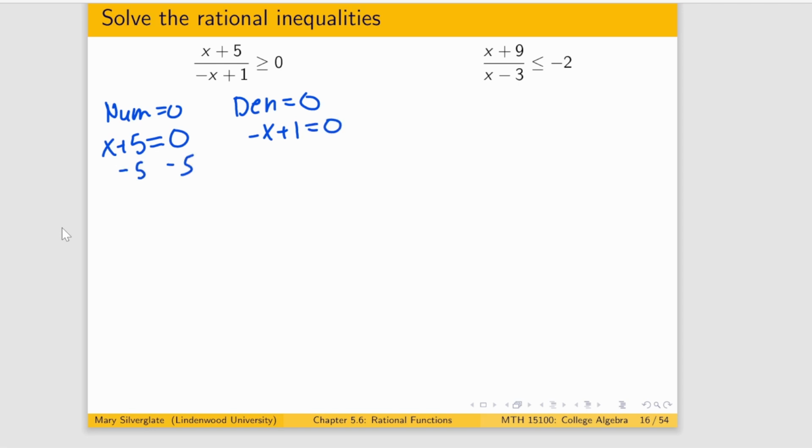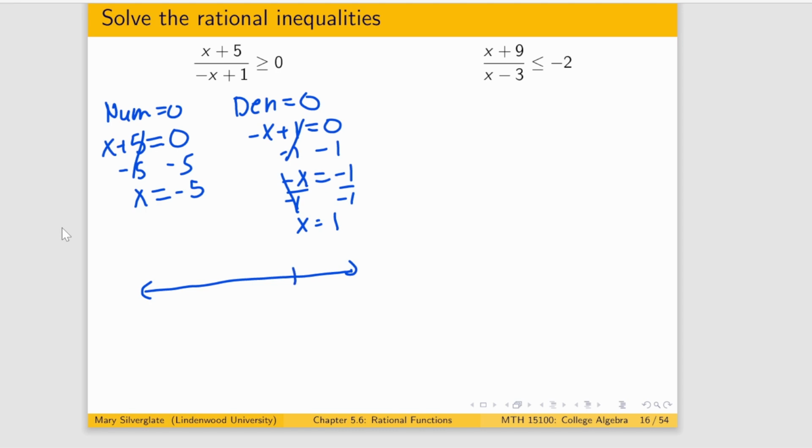I want to subtract 5 from both sides to undo adding 5 for the first one, so x equals negative 5 would make that numerator 0. I want to subtract 1 from both sides for the second one. Negative x equals negative 1. Then divide by negative 1 on both sides. I also could have added x; that would have worked too in the very first step. So x equals 1. And then these are what I want to put on my number line.